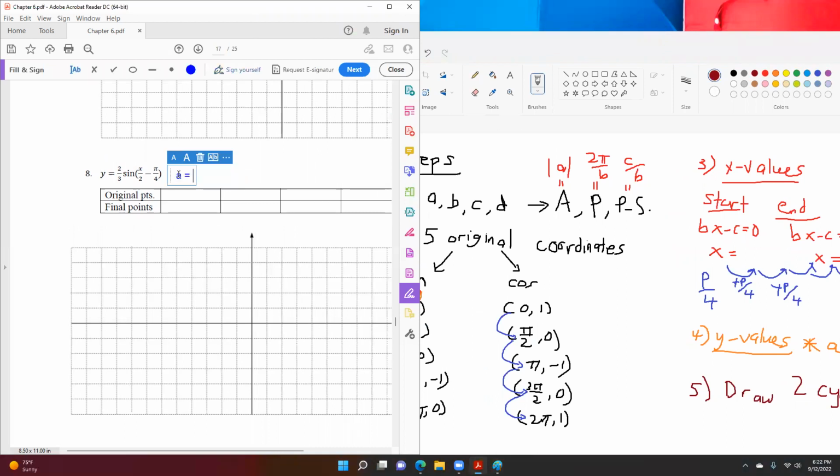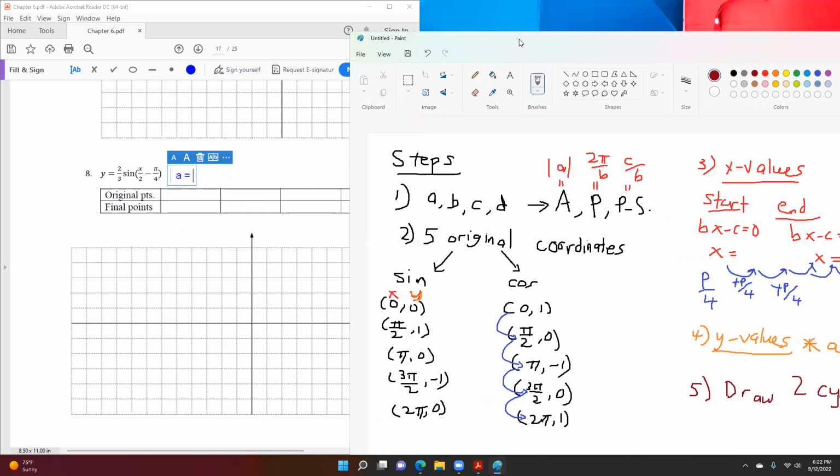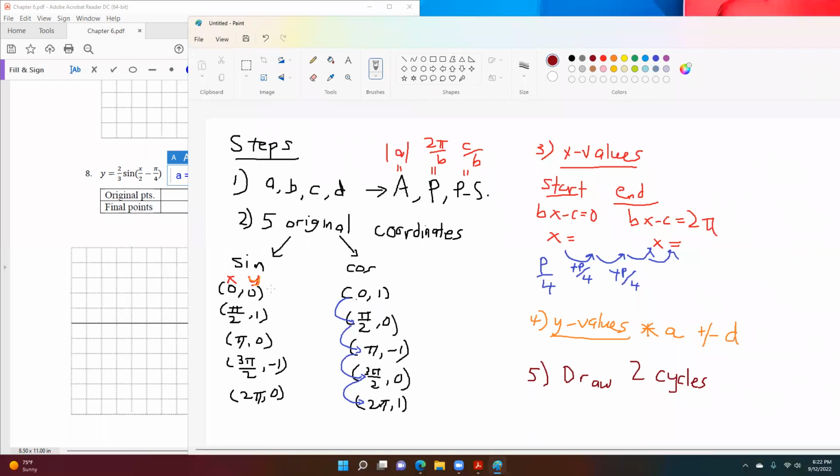So we have step 4 again. Could you show step 4 again? Step 4 is you take all the y values in here, you multiply by the A, and then you add or subtract D. That will give you the y values.